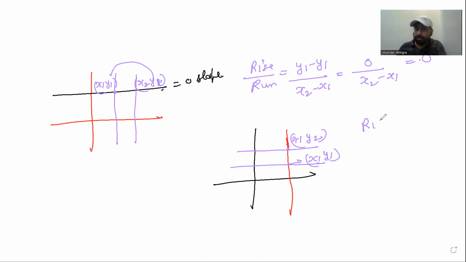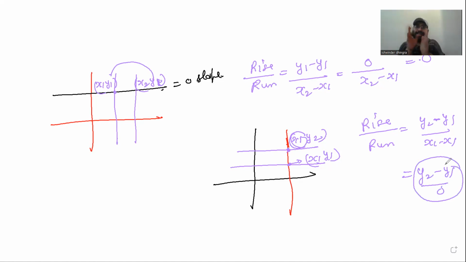Now, let's find out the slope, rise upon run. What is rise? Rise is y2 minus y1. Again, we are rising. Can you see? We have moved from this point to this point. Now, what is a run? When you think of run, we are not running. We are standing at that point only. The line is passing this way. So this will be x1 minus x1. So this will be y2 minus y1 upon 0. Now, when you divide anything by 0, it is not defined. So I can proudly say that this line has no slope, or we can say not defined.